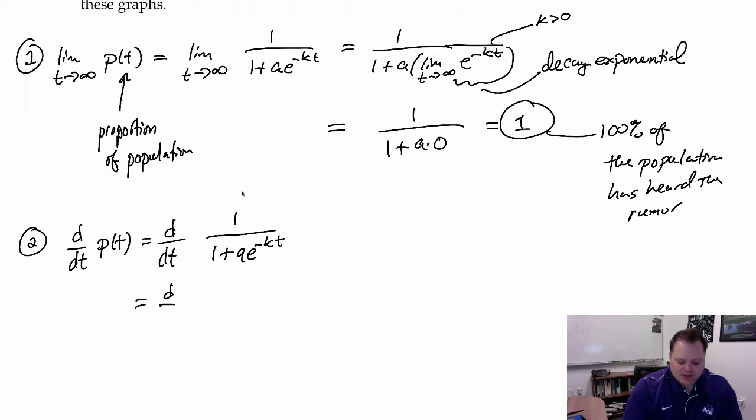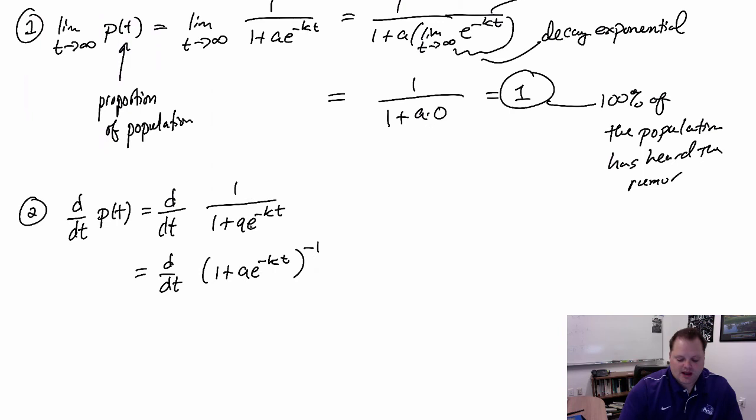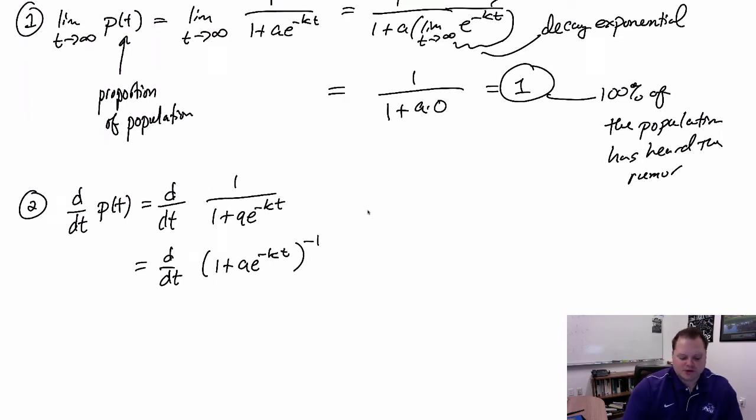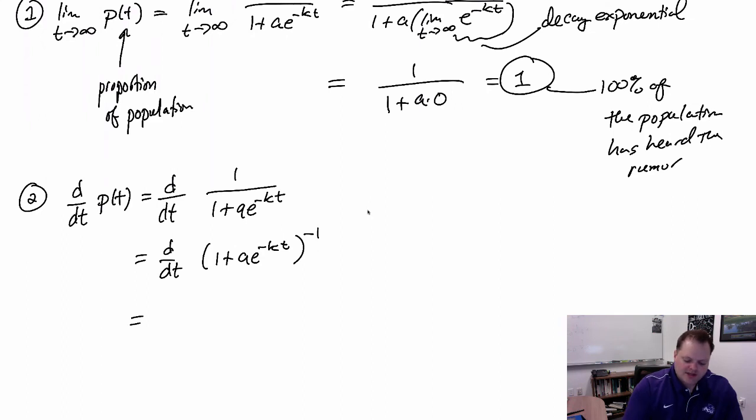Let's instead treat this like the following. This is 1 plus ae to the minus kt raised to the negative 1 power, and that's because this is in the denominator. So now it's just a power function with a little bit of chain rule. It's an easier problem to differentiate now. So if I take the derivative of this, the power comes down. It's negative 1 times all of this. Subtract 1 from the power, then we're going to multiply by the derivative of the inside.